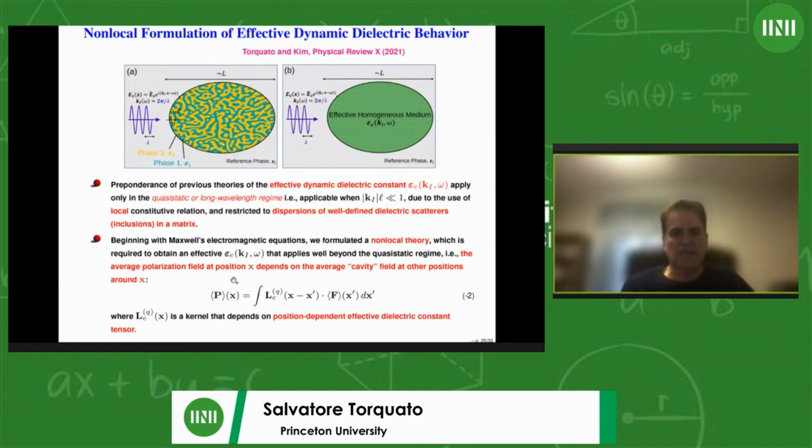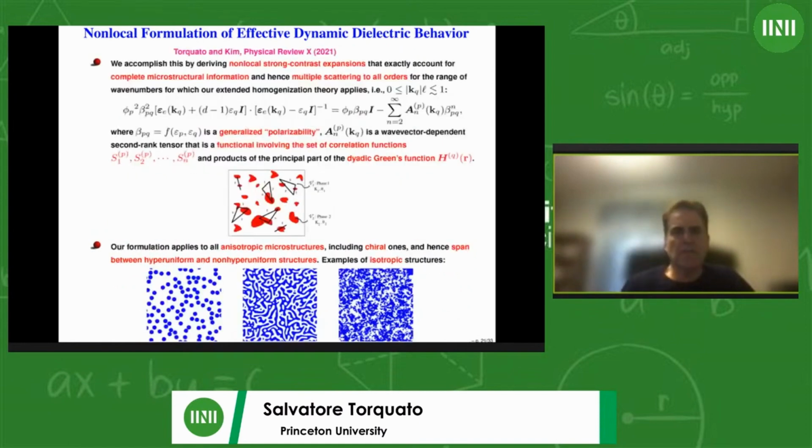The reason why it's a non-local formulation is that the average polarization depends on the average so-called cavity field at other positions through this kind of operator. I don't have time to really tell you about the gory details of this, but that's the basic idea. So it's a non-local theory in that sense. Okay, so anyway, when you turn the crank, you end up getting this expansion, which is an exact expansion.